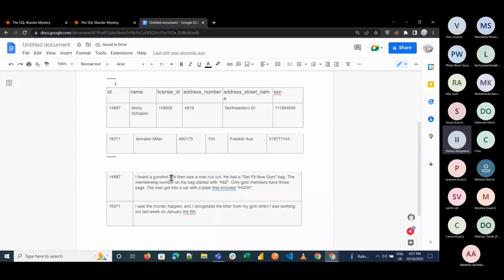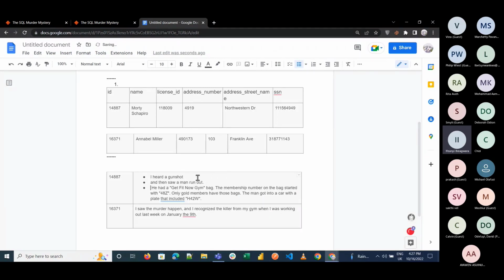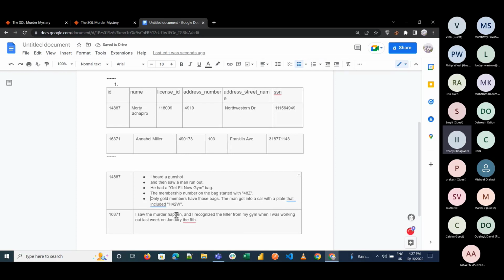Morty said he heard a gunshot, so we know the tool used for the crime was a gun. A man ran out, so we know we're looking for a guy. We also know he had a Get Fit Now gym bag. The bag has a membership number starting with 48. This is the member's number, and people with these bags are always gold star members of this gym. There was also a plate number that included this as well. That was the first thing Morty told the police.